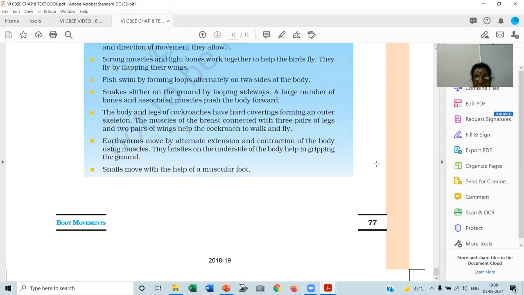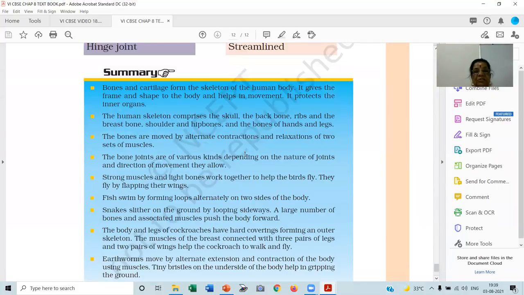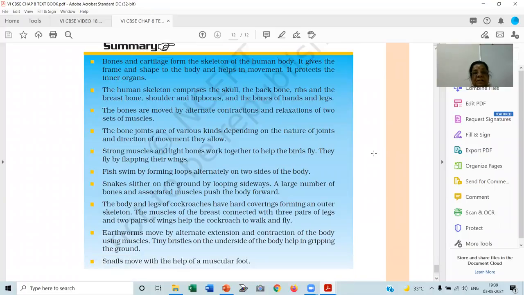So this is our lesson, chapter 8, body movement. I have split it into 6 parts so that we will understand easily. I hope you have understood this. In the summary, or when you go through it a second time, you will see that everything you have learnt in 6 videos has been summed up. All the points on adaptations are there. The question bank will be given accordingly, so you have to study accordingly. I hope you understand.